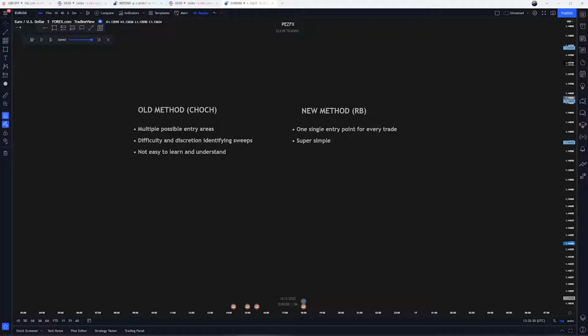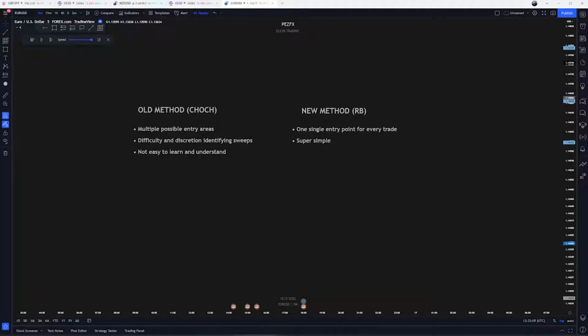What it means is, if we're looking for buys, we're looking for a break of a bearish range of candles. Say there's two bearish candles, we're looking for a break to the upside from that without pulling back and breaking that low. It is similar to the change of character, but you will see differences and you will see different trades. With this method, there's only one single entry point for every single trade. It's really simple, and the entry point, which you'll see in a minute, is the EQ.